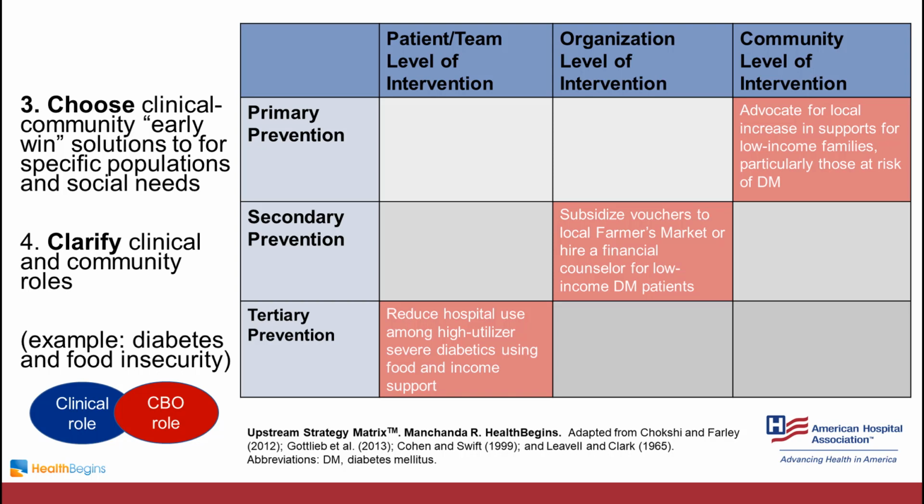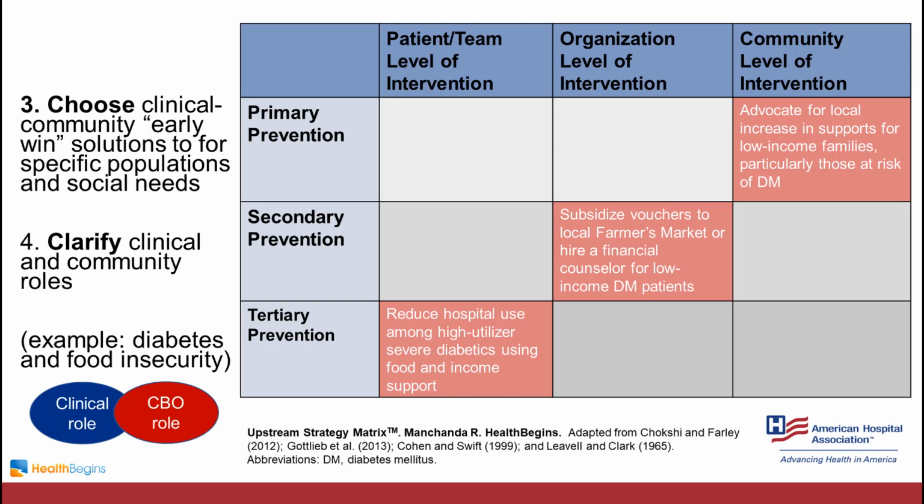And in this example, the stakeholders decided that they would seek early wins over the next 12 months in these three categories. They would look at ways to reduce hospital use among high utilizer diabetics, such as Mrs. M, using food and associated income support. They also decided that, based on the work that's already happening in the community, some existing solutions, they could try to do a better job at providing vouchers to local farmers markets, or hire a financial counselor so that we could help low-income diabetic patients avoid food insecurity in the first place. And then lastly, they decided an early win they could work on together is to advocate for increases in supports for low-income families in their community, particularly those at risk for diabetes.